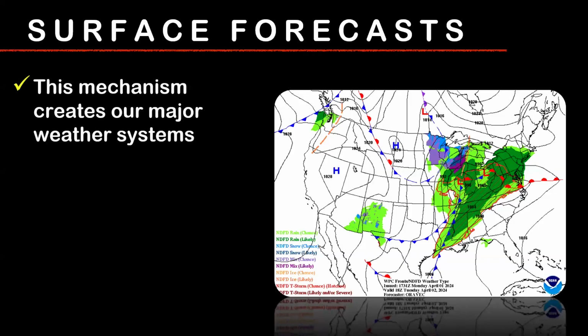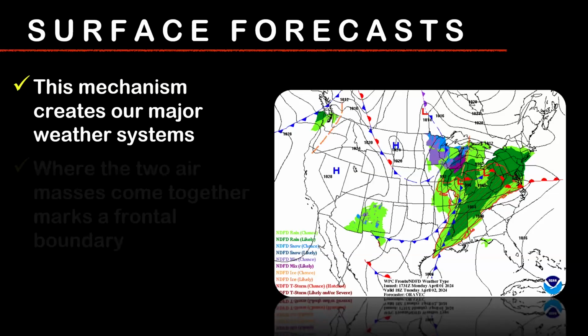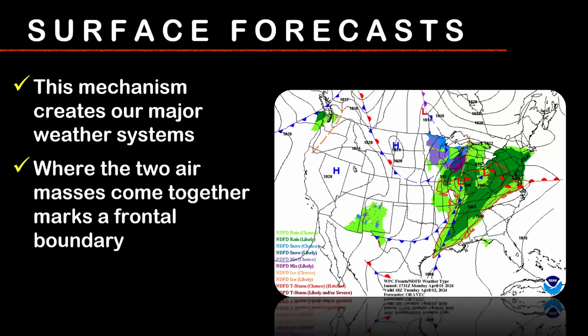It's this kind of mechanism that creates our major weather systems that we see on prog charts and surface analysis charts. And of course, where those two air masses collide and come together, that's what we see as a frontal boundary.